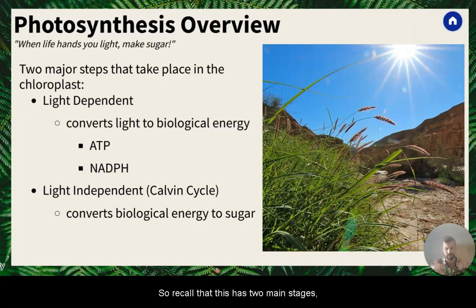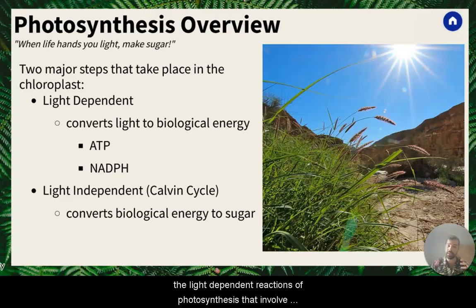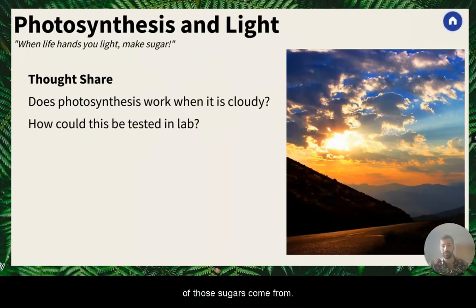So recall that this has two main stages: the light-dependent reactions of photosynthesis that involve the conversion of the light into biological energy, into ATP and NADPH, which act as sort of carriers of energy, over to the light-independent reactions, the Calvin cycle, where those carriers of the electrons, carriers of the energy, transfer that over to sugar, which is built up out of carbon dioxide, which is where all the mass of those sugars comes from.